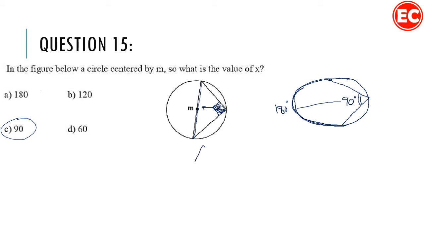So we can say that any angle drawn in a semicircle is equal to 90 degrees.